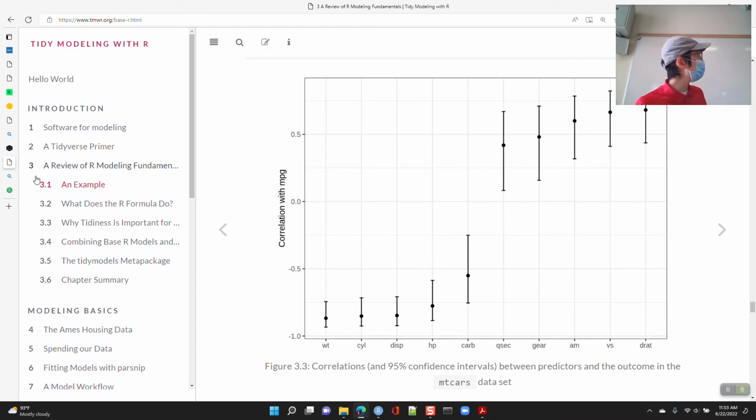So please, today, take the time to read through chapters 2 and 3. I've posted your first homework assignment, which is basically to read chapters 2 and 3, and I just have you work through a couple of exercises.